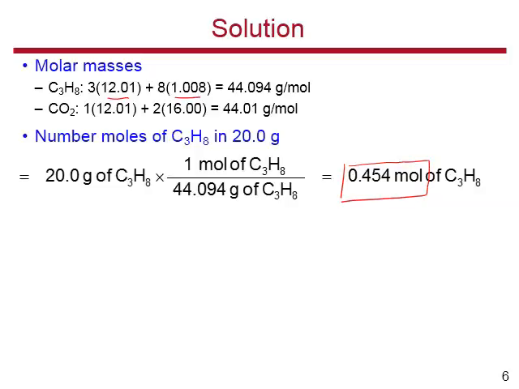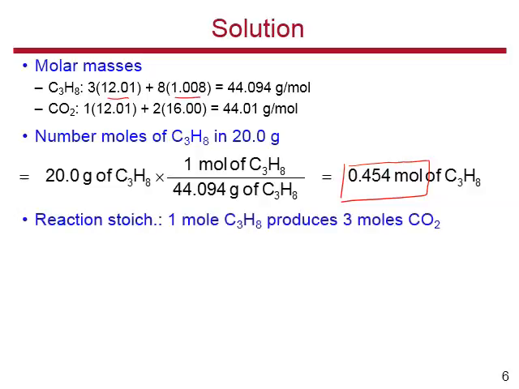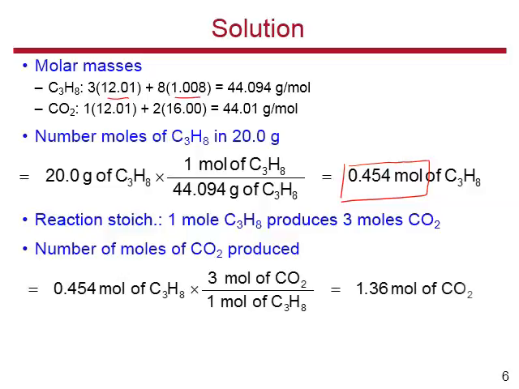Now let's take a look at the reaction stoichiometry. So 1 mole of propane produces 3 moles of carbon dioxide. So therefore, the number of moles of carbon dioxide that are produced in this reaction can be calculated by multiplying 0.454 moles of propane with 3 moles of carbon dioxide. And the answer is going to be 1.36 moles of CO2.